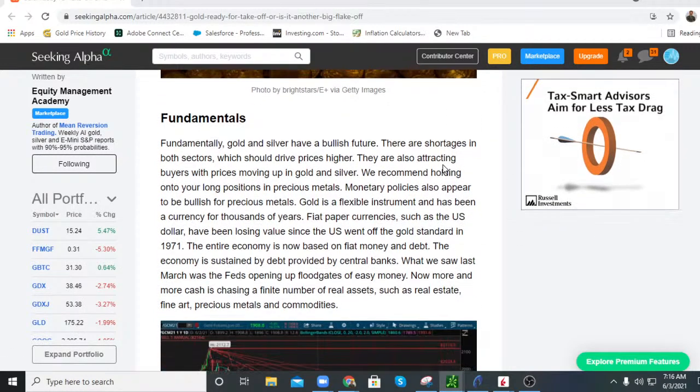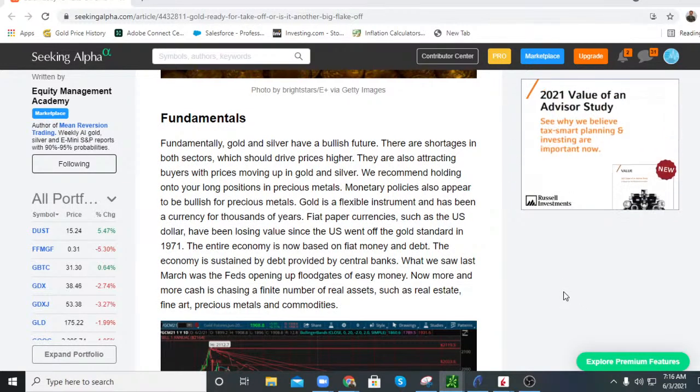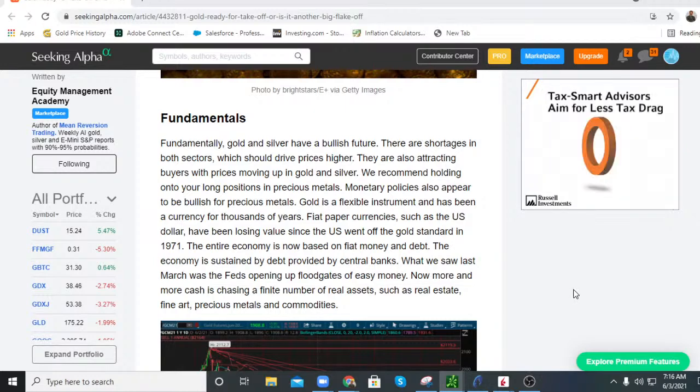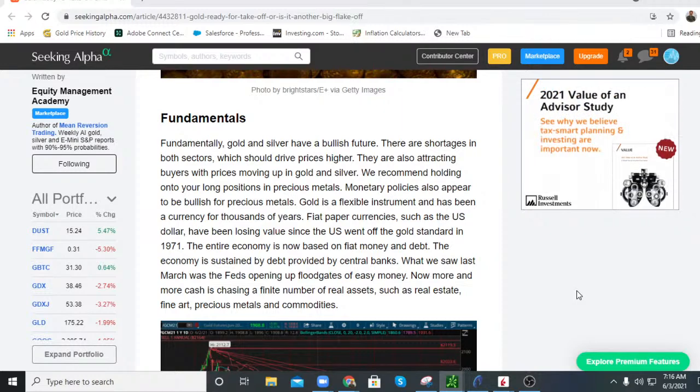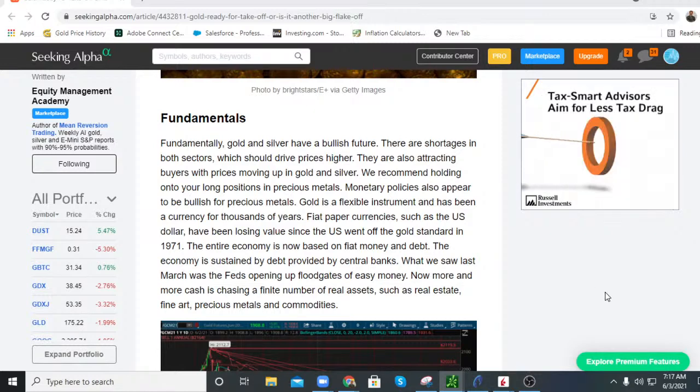Fundamentals. Fundamentally, gold and silver have a bullish future. There are shortages in both sectors, which should drive prices higher. They are also attracting buyers with prices moving up in gold and silver. We recommend holding on to your long positions in precious metals. Monetary policies also appear to be bullish for precious metals.